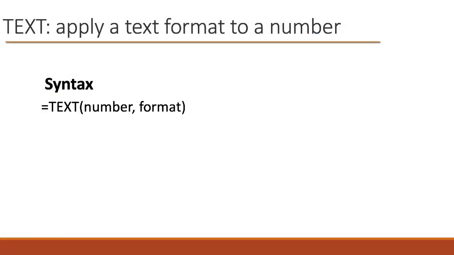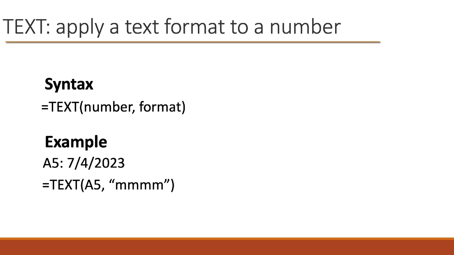So the syntax of the TEXT function, we say equals TEXT, and there are 2 arguments. The first argument is what number are we formatting, and the second argument is what do we want the format to be. So here's a simple example. Let's say in cell A5, I have the date July 4th, 2023. If I apply the TEXT function to A5 and give it a format of 4 M's in double quotes, and this is real important, if you use this function, you have to put the format in double quotes. Otherwise, it's going to just give you an error, and we extract out of that the word July.